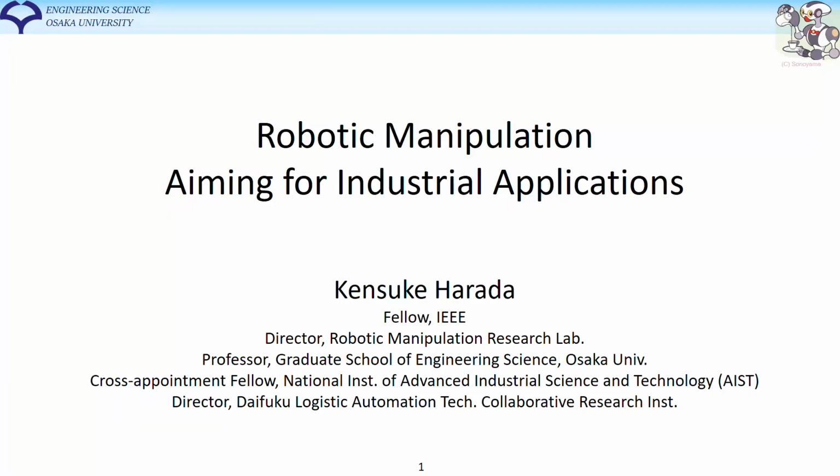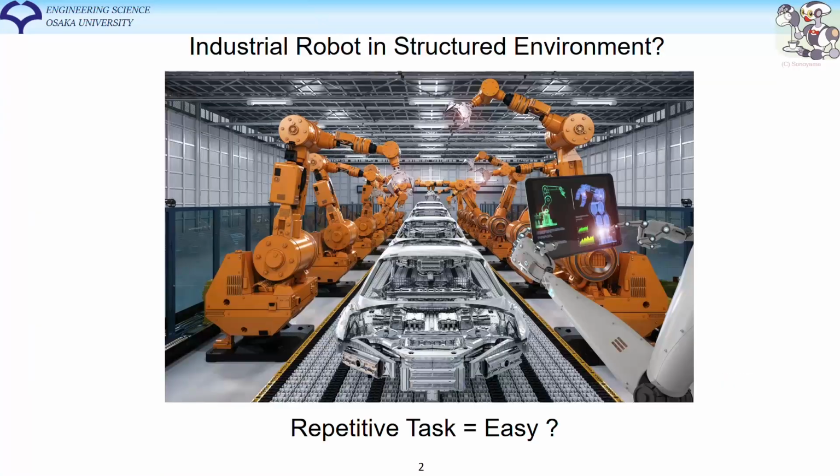I am Kensuke Harada from Osaka University, and today I would like to talk about robotic manipulation aiming for industrial applications. Okay, let's start. This is one of the very typical first slides of robotics presentations, saying that industrial robots work in a structured environment and perform repetitive tasks. And it may give the impression that research on industrial robots is easy and simple, but I think that it is not always true.